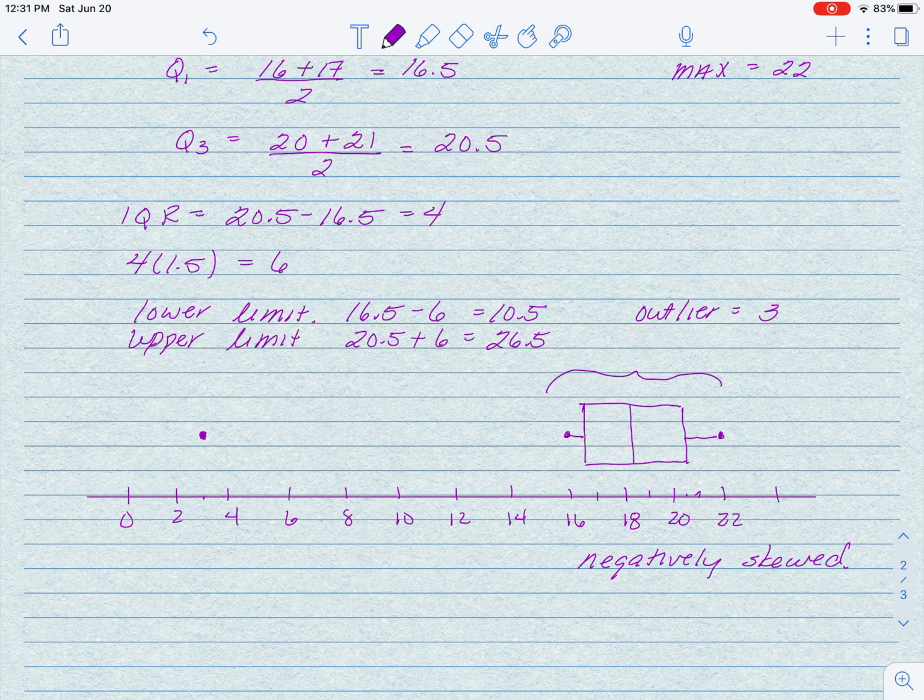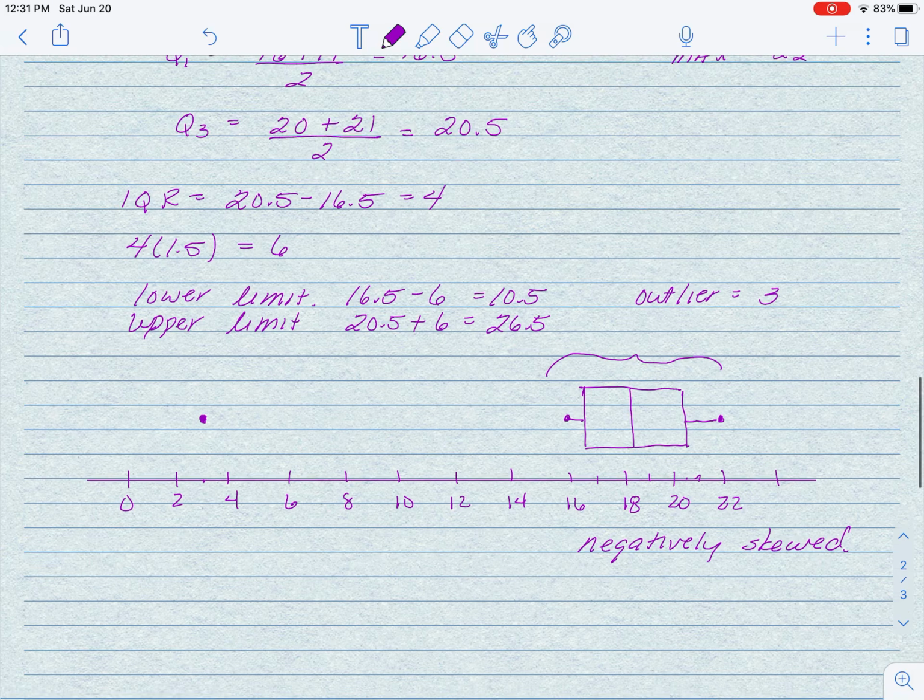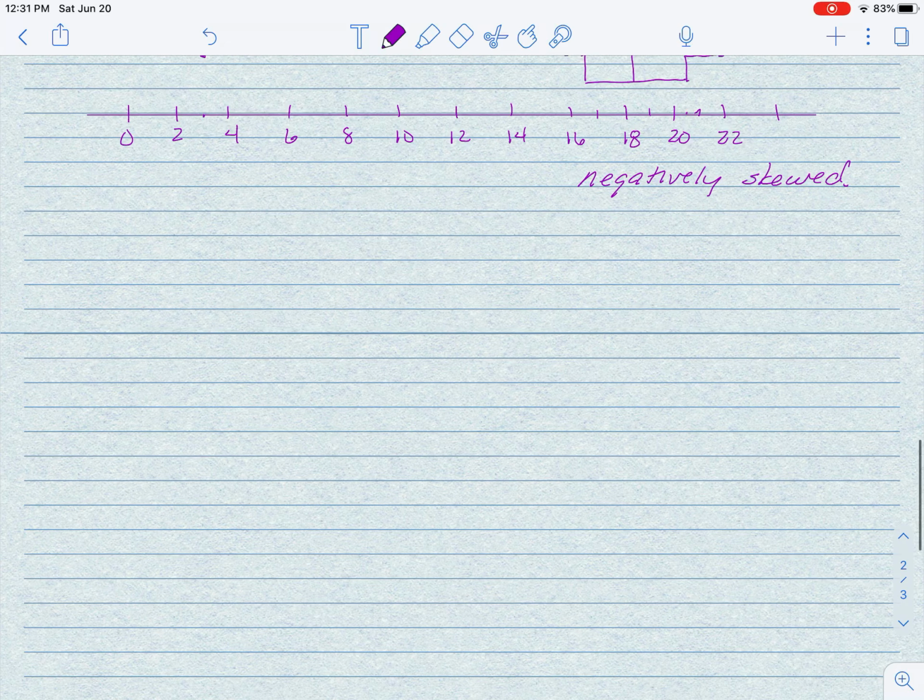All right, so that's that example. Now what we want to do is another example where we combine two problems. I'm going to show you this without finding the Q1, Q2, Q3. I'm just going to tell you what they are. So it's the size of dams in the U.S. versus South America.